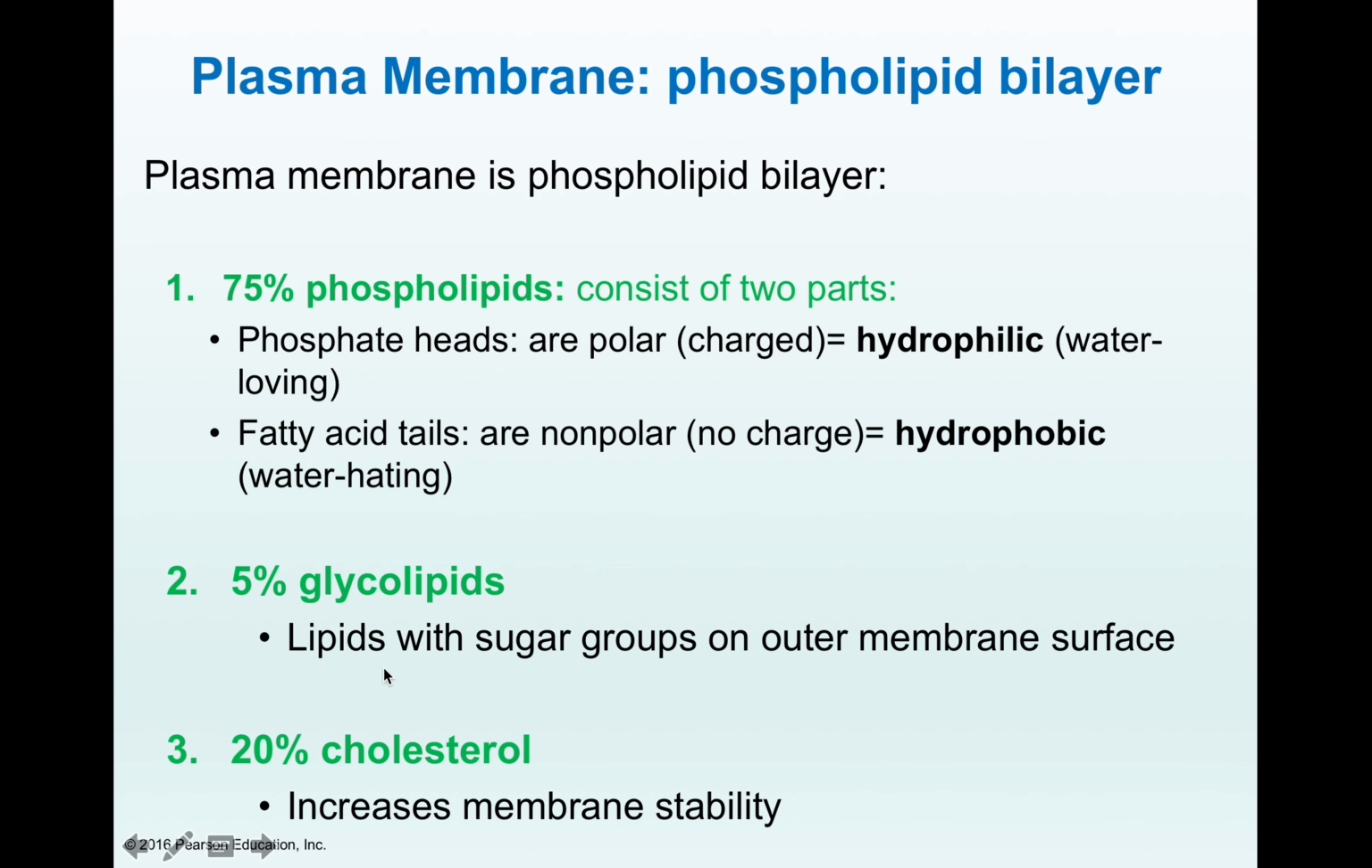About 5% of your plasma membrane is glycolipids. The word glyco implies sugar, and lipid still forms the lipids. So these are lipids that are bound to a sugar component. And about 20% are a specific form of lipid, which we refer to as cholesterol, to increase the membrane stability and make sure the cell is maintaining its boundary.